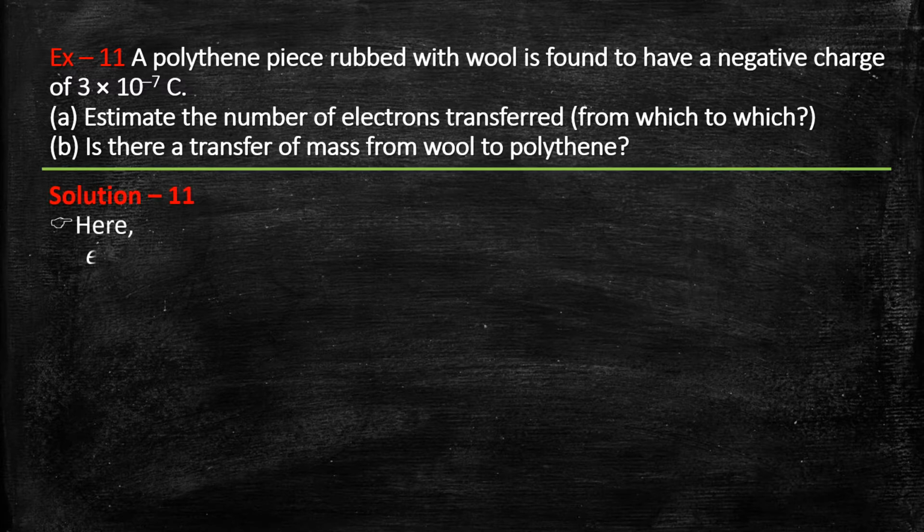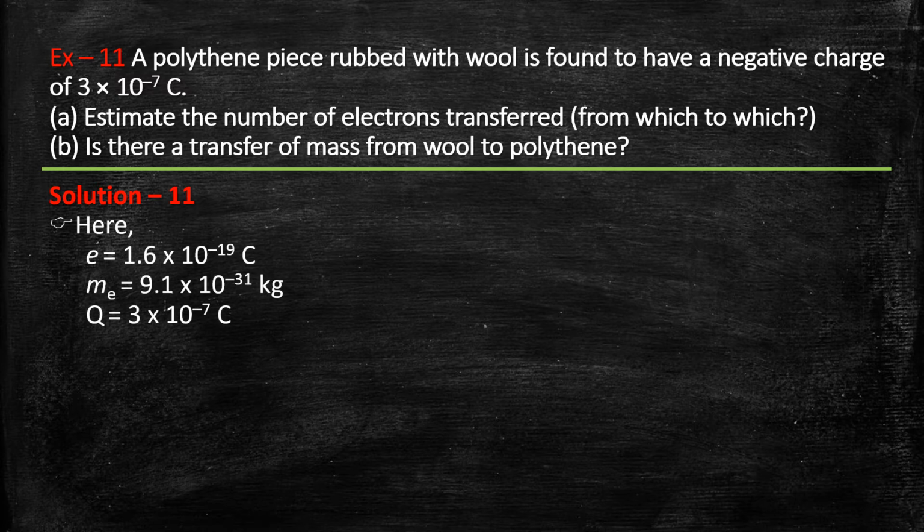So here we are given charge 3 into 10 raised to minus 7 coulomb, and of course the charge on one electron, that is 1.6 into 10 raised to minus 19 coulomb, and what is the mass of one electron. So how do we approach this? Total number of electrons we are asked to find out, and how much is the total mass transferred.